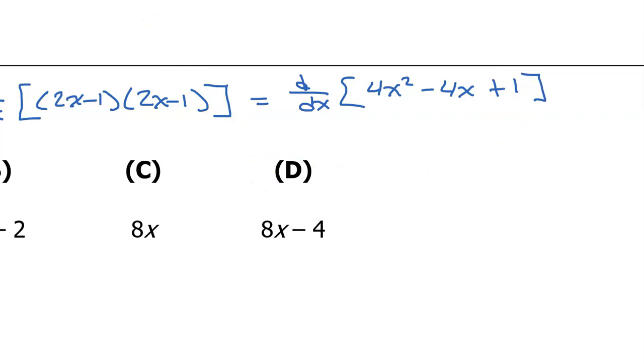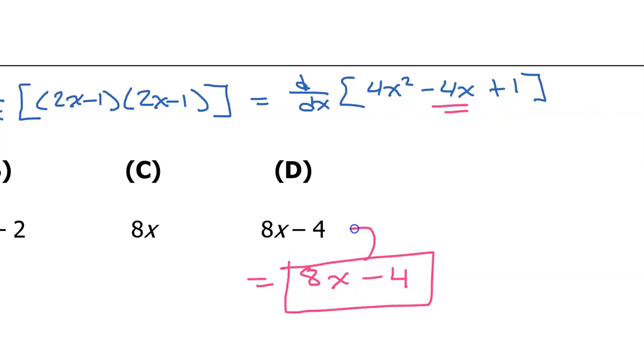So now I can take the derivative by taking the derivative of each term. Power rule, 2 times 4 is 8. So I get 8x, I reduce that by 1. The derivative of negative 4x is just negative 4. And the derivative of a constant is 0. So this is the derivative. And oh look, it's right next to the answer choice, which is D.